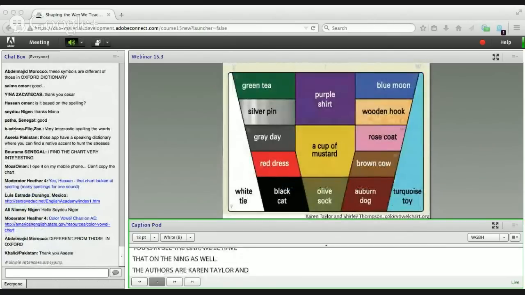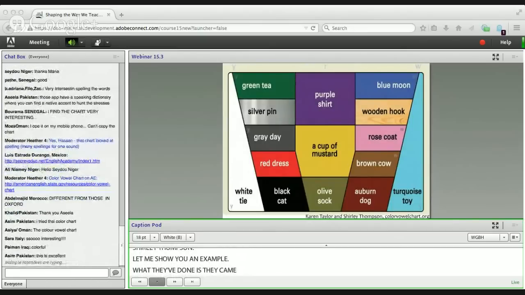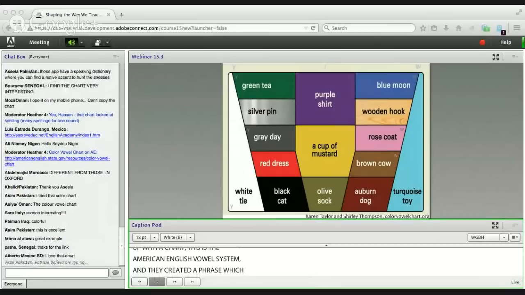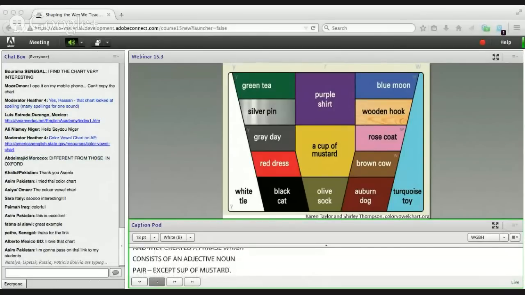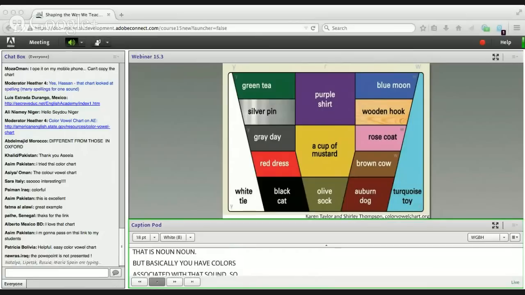What they've done is come up with a chart of roughly the American English vowel system. They created a phrase for each vowel, consisting of an adjective-noun pair, except cup of mustard, that is noun. But basically you have colors associated with each sound. So you have E, green tea. And there is an online resource, I'm pretty sure it's free, that you can click on and it'll say the sound for you. So the students could click and repeat.